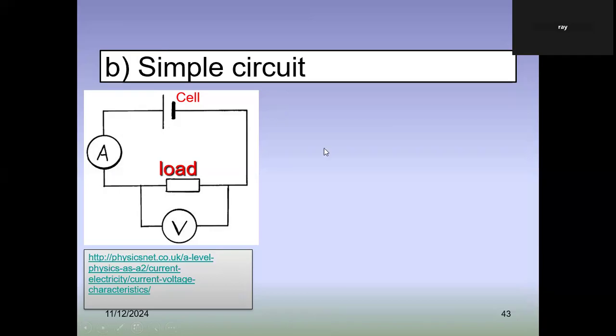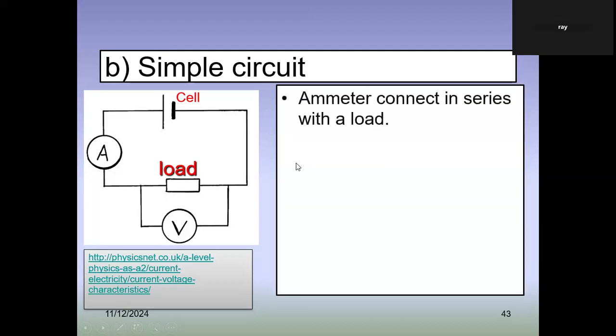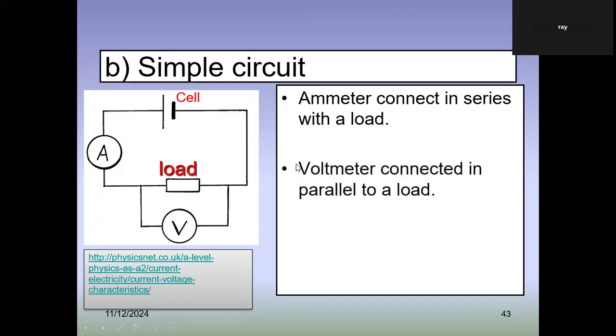And this is a simple circuit. A load, ammeter, voltmeter, a cell. Ammeter is connected in series with the load. Voltmeter is connected in parallel to the load. Parallel to the load. Ammeter is in series with the load. The load can be a resistor, a lamp, or a piece of wire.